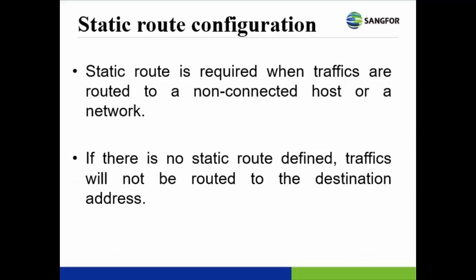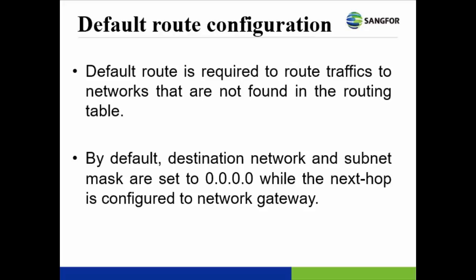Static route is required when traffic is routed to a non-connected host or network. If there is no static route defined, traffic will not be routed to the destination address. Default route is required to route traffic to networks that are not found in the routing table. By default, the destination network and subnet mask are set to four quads of 0, while the next hop is configured to the network gateway.